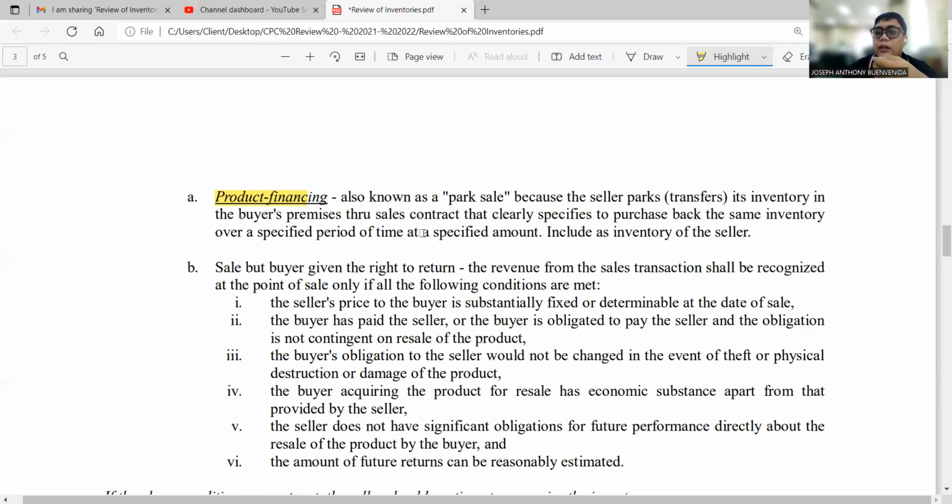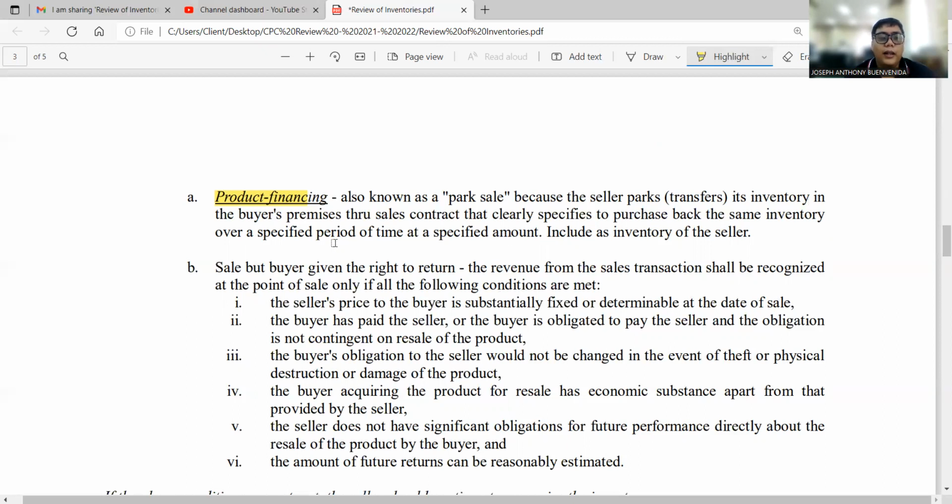Now, because the seller, no, transfer its inventory in buyer's premises through sales contract that clearly specifies to purchase back the same inventory over a specified period of time at a specified amount, no? Include as inventory of the seller, do parang ang buyback, no? Buyback transaction. Okay? Dara lang danay sa imo buyer, no? Ginbakal ni buyer, gipabutang sa iyang warehouse, sa iyang nga parang iyang place, no? And at a certain point of time, baklo naman sa liwat ni seller, no? Parang buyback.